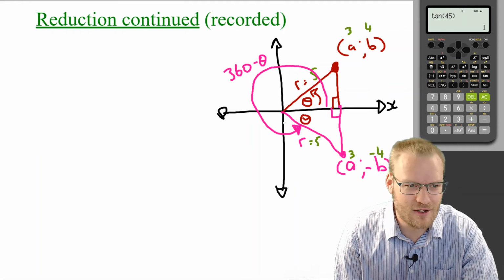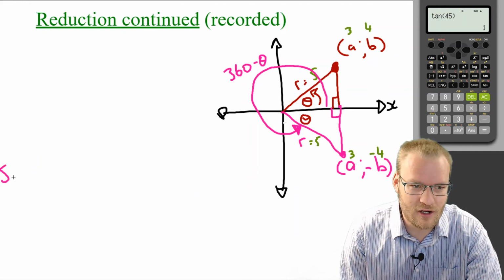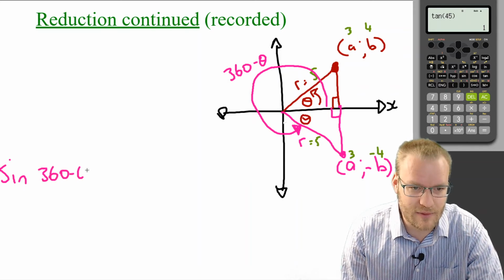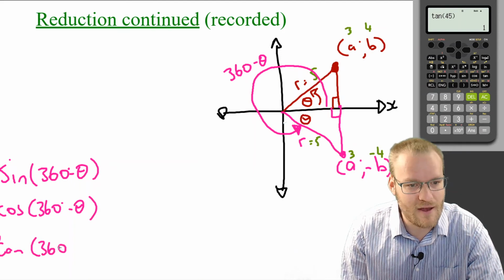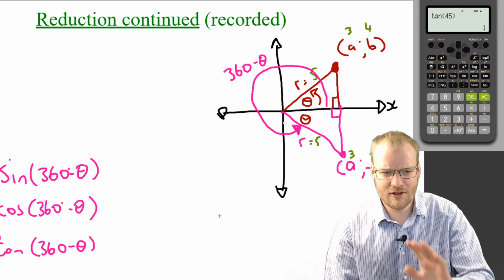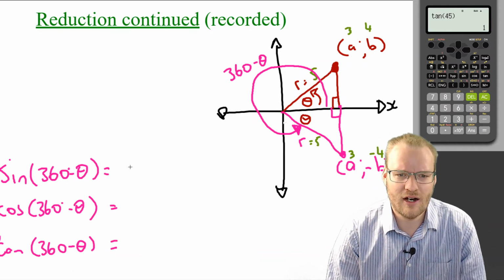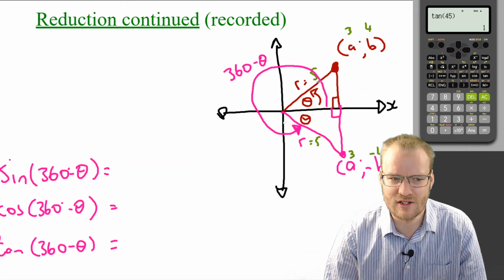different context now. So the trig ratios we're going to be interested in now are sine of 360 minus theta, cos of 360 minus theta, and tan of 360 minus theta. Okay, so those are the three trig ratios that we're interested in now, and we're going to compare to see, are they just the same as sine theta, or is it going to be negative sine theta?